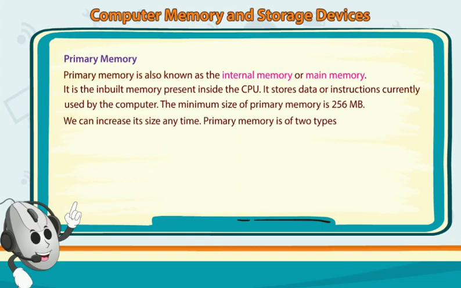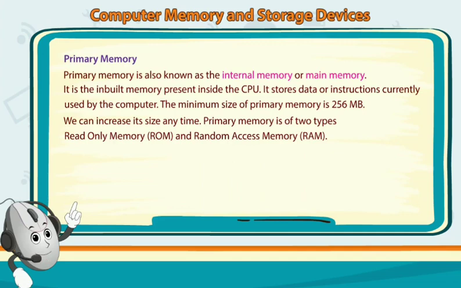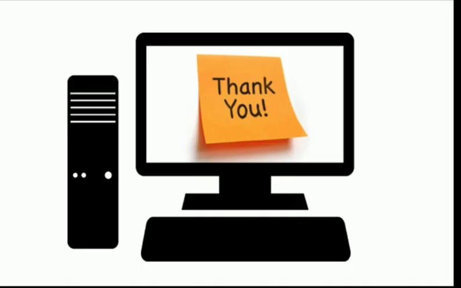The maximum size of primary memories is 256 MB. We can increase its size anytime. Primary memory is of two types, read-only memory and random access memory. These are two types of primary memory.